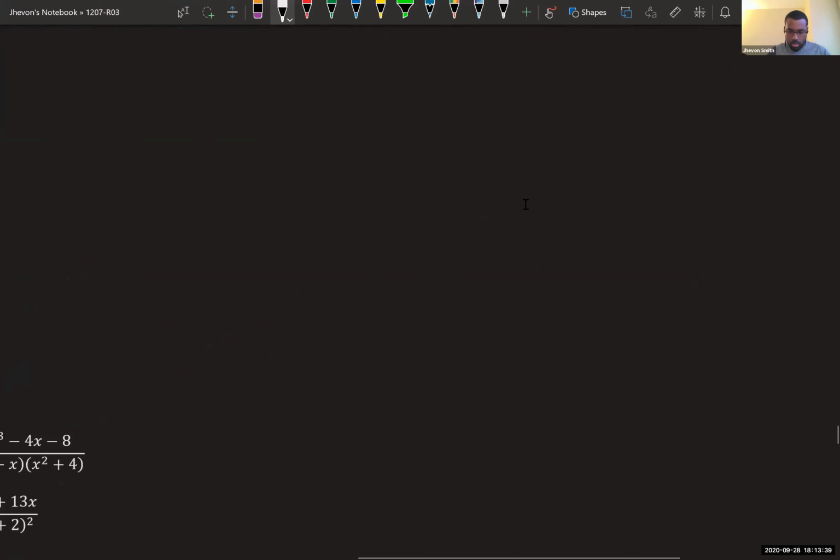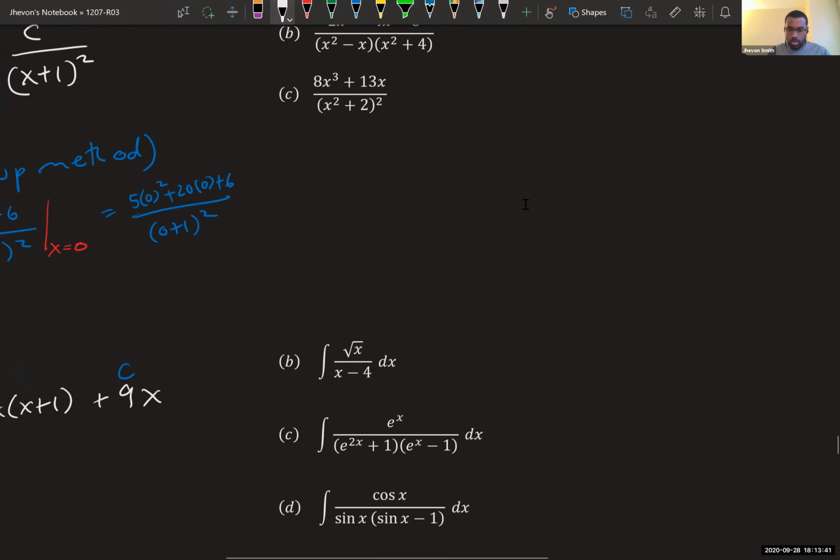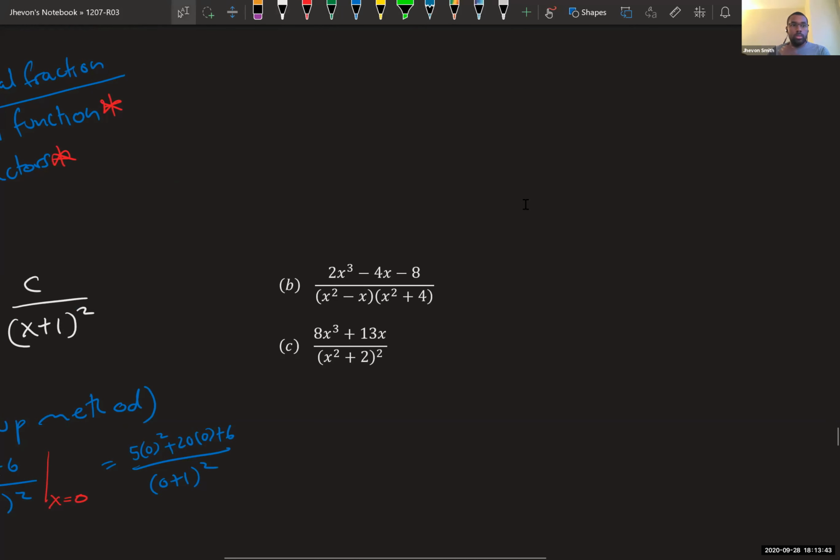So if it was 1 over 4x plus 3, it would be 1/4 times 1 over u? Right. And so if I have 1 over 4x plus 3, the integral is going to be 1/4 ln of absolute value 4x plus 3. Okay, thank you.